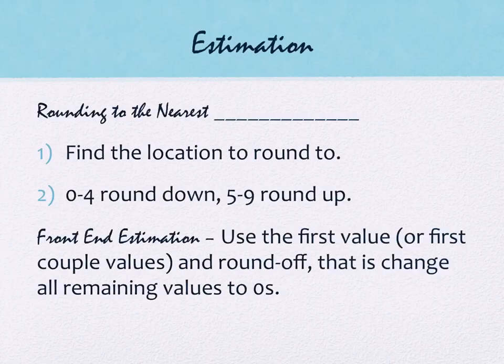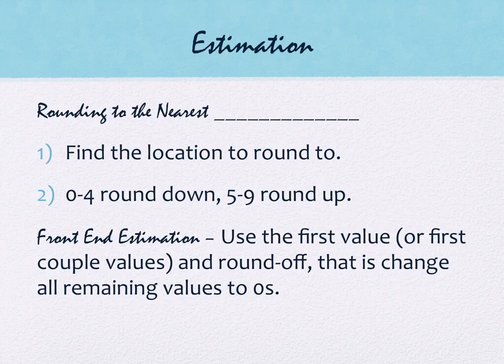Okay, so we're going to take a look at what it means to round to the nearest blank, and this is left blank because it can be the nearest whatever, fill in the blank. So it can be the nearest hundredth, it could be the nearest hundred. It doesn't make any difference, but we have one of those descriptors of the place value that could fill in this blank. So we find the location that we need to round to, and then we look at the next place over. 0 to 4 means we round down, and 5 to 9 means we round up.